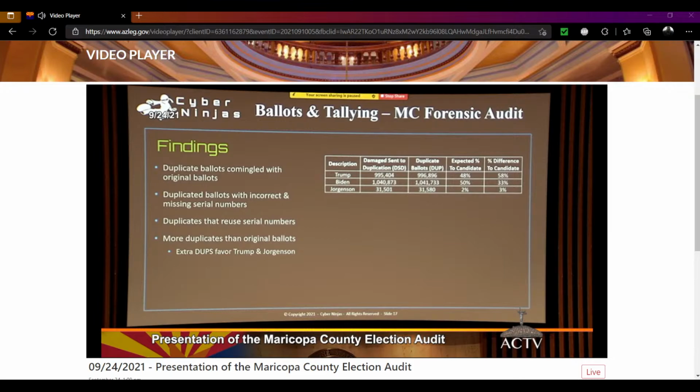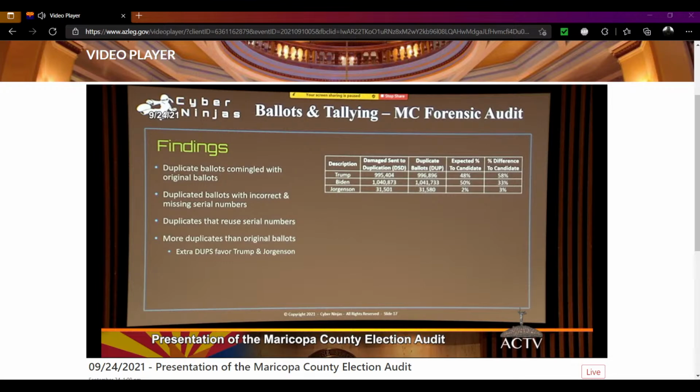Now, these extra duplicates did appear to favor Trump and Jorgensen. If you take a look at the original ballots, Trump has 995,404, and if you take a look at the duplicates, there's some number more of them. If you take a look at the percentage all the way over to the right, that's the expected percentage per candidate, based on taking the originals and assuming the duplicates should be at the same exact percentage. So 48% of the originals were Trump, 50% of the originals were Biden, and 2% of the originals were Jorgensen.